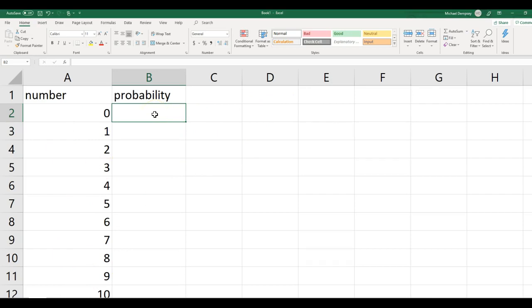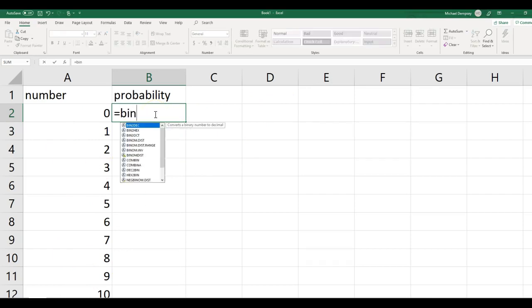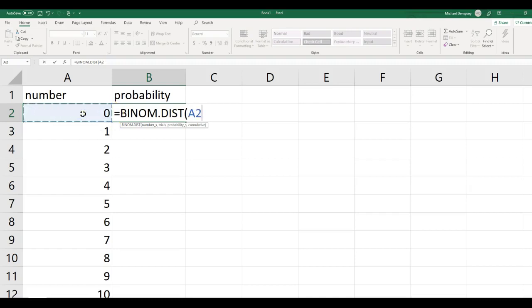I'm going to hit equals. I'm going to start typing in binomial. And of course, this first one comes up. It returns the individual term binomial distribution probability. That's what I want. So I'm going to double click on that. Okay. So first thing it asks for is number S. Well, I'm going to tell Excel, we've done this before, to pay attention over here. This is where my number S is going to live. Okay, that way it's going to record this as a formula.